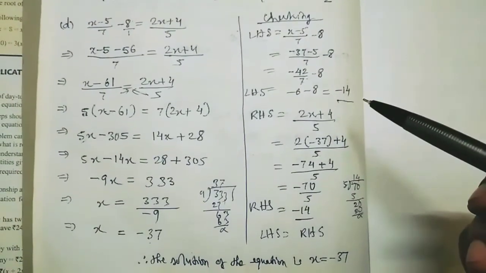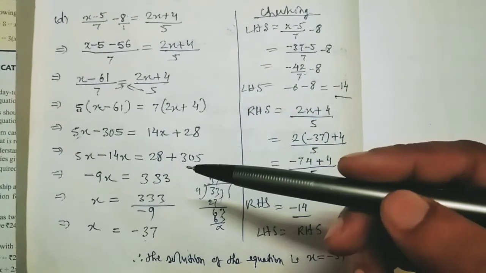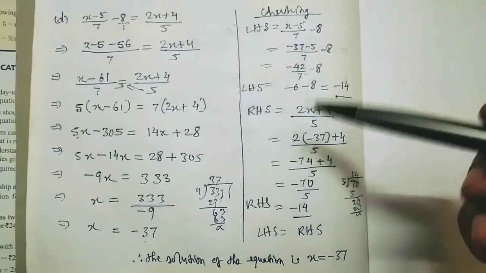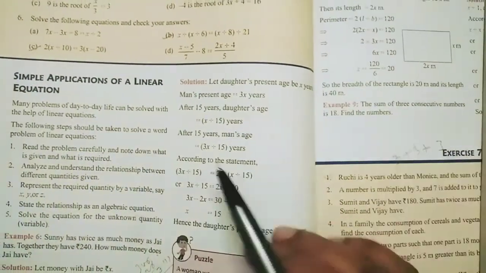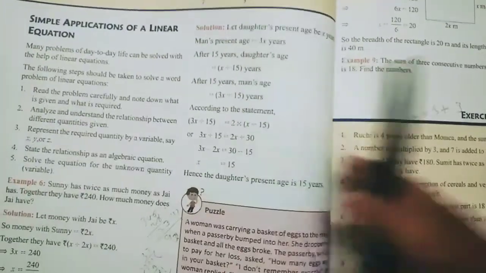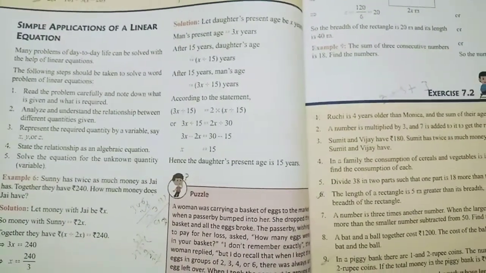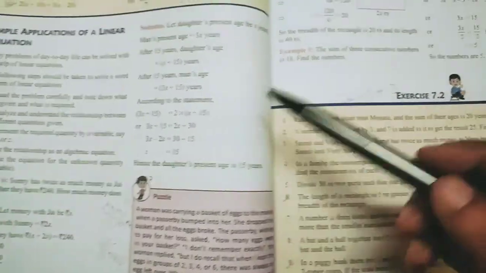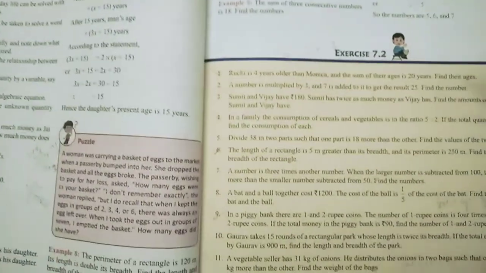So understood? In this way you have to find the solution first of all, then check the solution in this way. So B and C is your homework. In this way this exercise is complete. So in the next video we'll see the linear equation applications, that means the word problems.